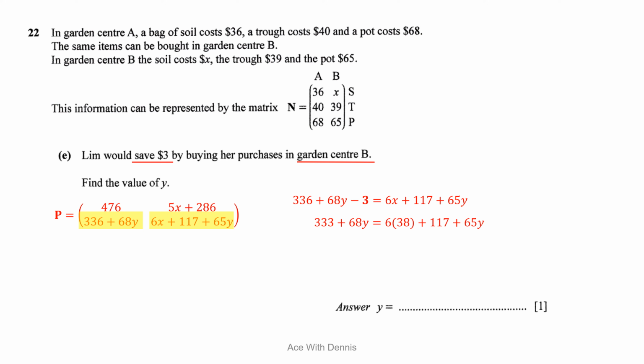Then we solve this equation. 333 plus 68y equals 6 times 38 plus 117 plus 65y, as x is 38 from the previous question. So simplify further, 68y minus 65y equals 228 plus 117 minus 333. So 3y equals 12, then y equals 4. So 4 is the answer.